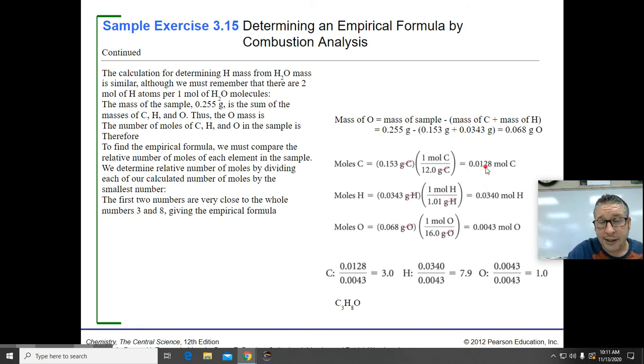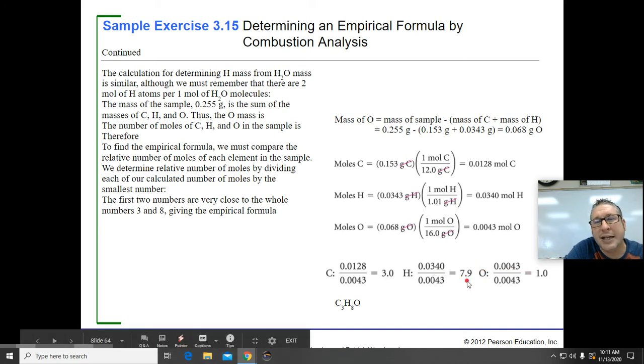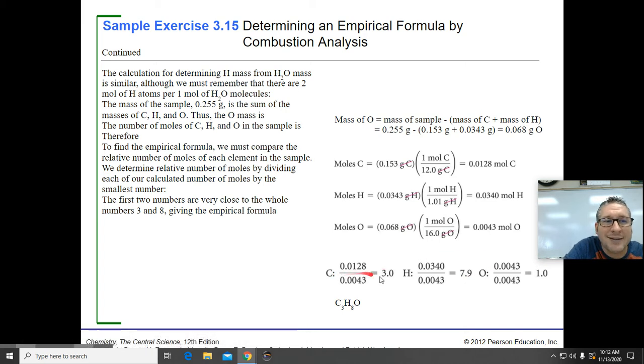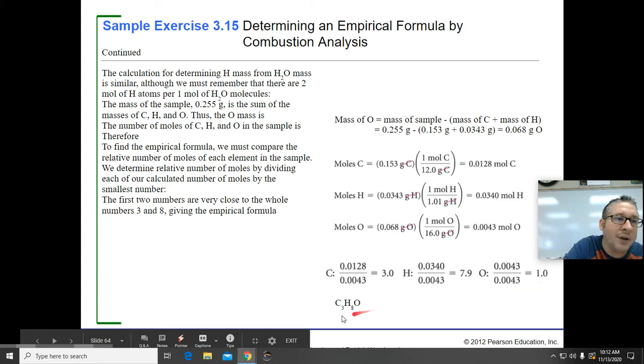Once we have calculated the number of moles for each element, we then identify which is the smallest. In this case, it will be oxygen. So we take all of these numbers and divide by the smallest number of moles. And so then we get our whole number ratios. Well, except this one. But this one's close enough to attribute to experimental error, so we can just round up to 8. So we get C3H8 and oxygen 1. So therefore, we get the empirical formula of C3H8O as we see here.